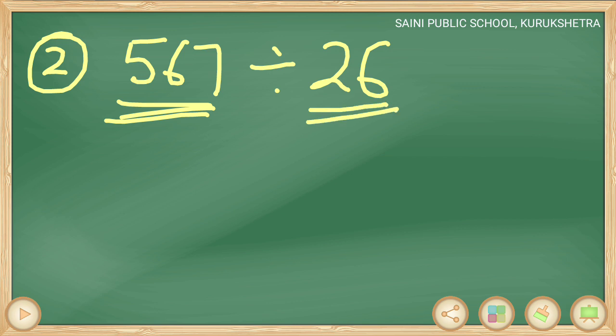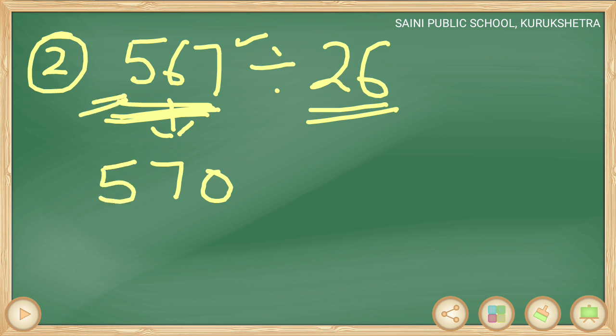Now in this example, as this is a 3-digit number, we will round off to the nearest 10. Again the same rule: we will observe that the digit at the tens place is 6 and the digit at the next place is 7, which is greater than 5. So we will add 1 to the tens place. 6 will become 7 and the digit on the right side will become 0, and the digit on the left side will remain the same. So 5 will remain 5. Okay, so when we round off 567 to the nearest 10, it will become 570.